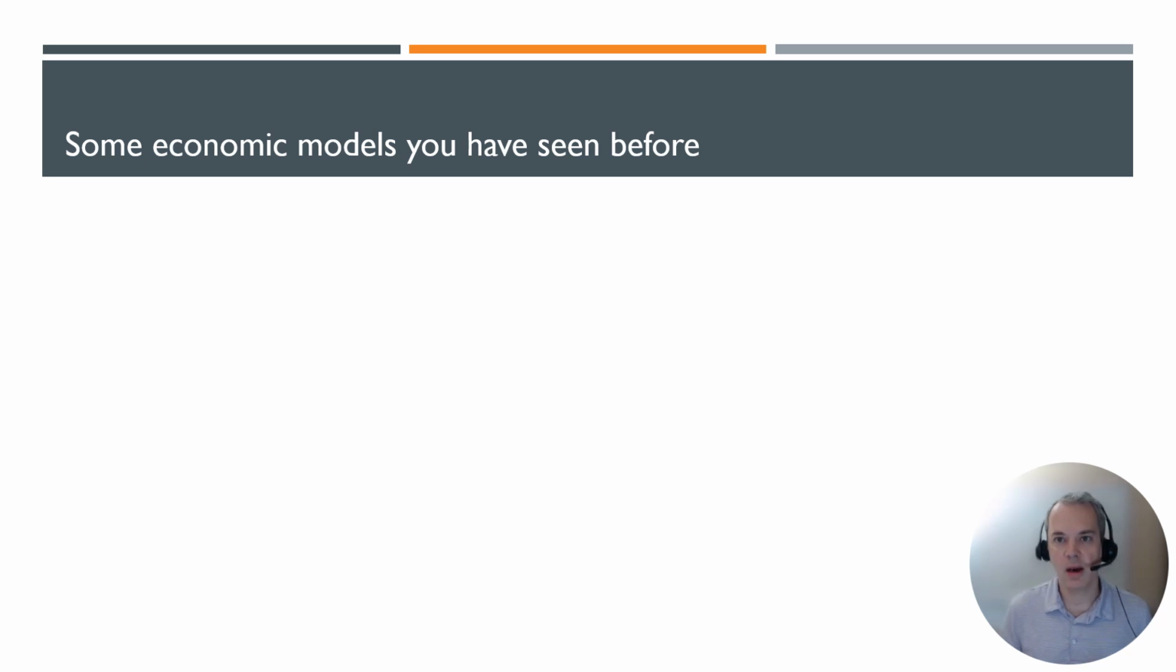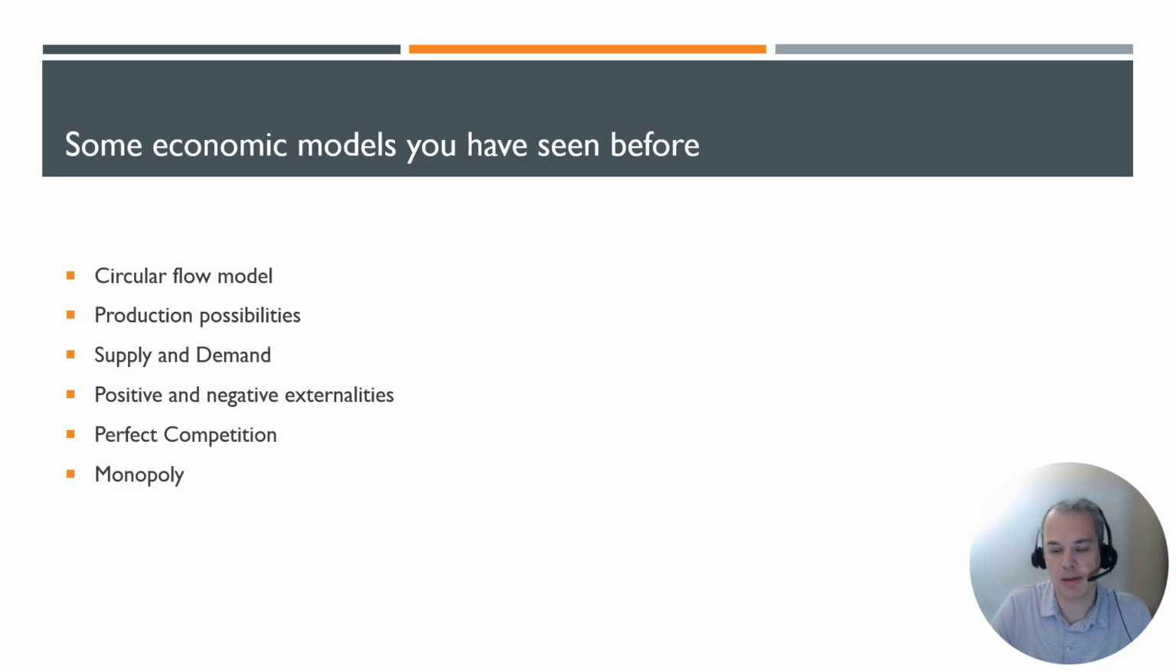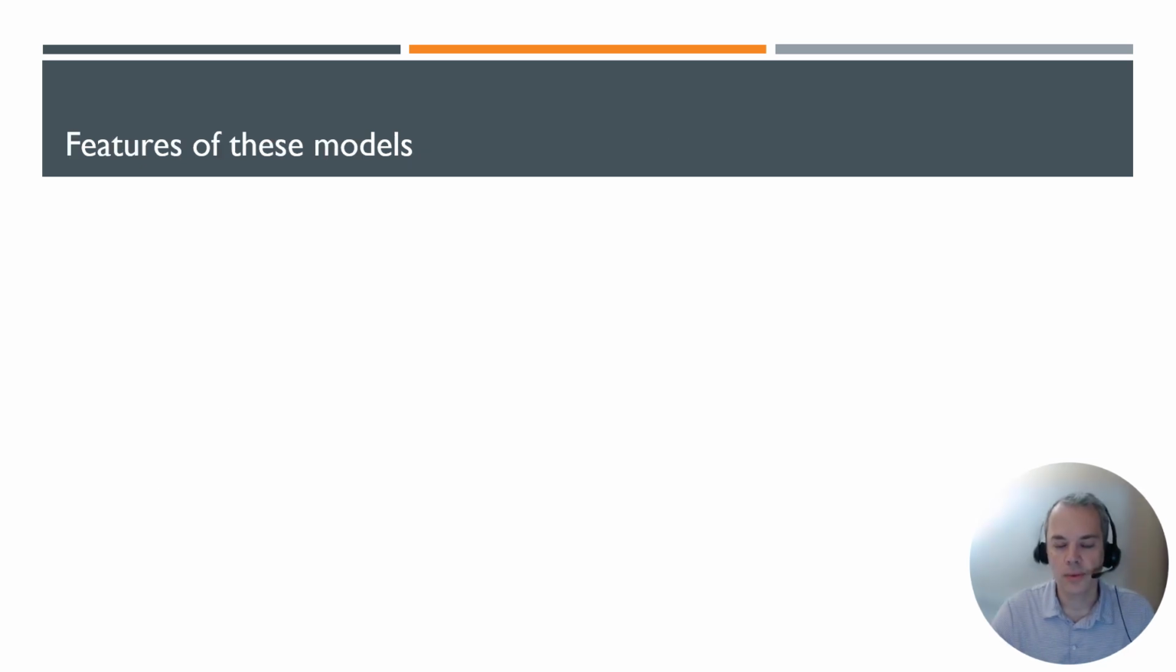You've already seen a number of economic models, including the circular flow model, the production possibilities model, the supply and demand model, both positive and negative externality models, the model of perfect competition, and the monopoly model. So some common features of these models include having agents or decision makers who are making decisions that affect outcomes and behavior. Having a choice variable. This is what those agents and decision makers are choosing. You can't simply say, I have an agent and they're going to do stuff. You have an agent who's going to do stuff to a particular choice variable. And we'll walk through some examples.